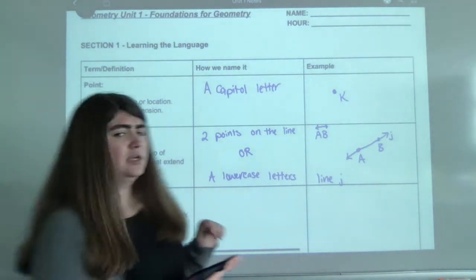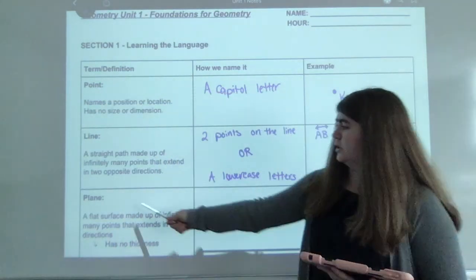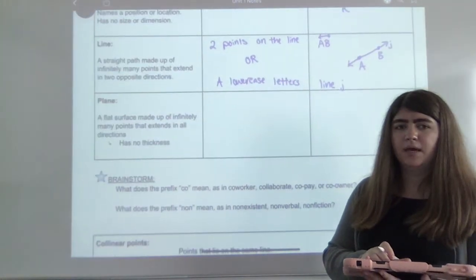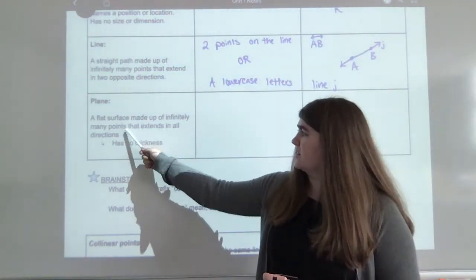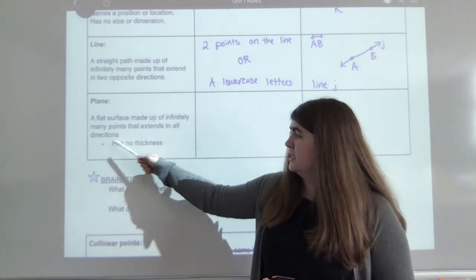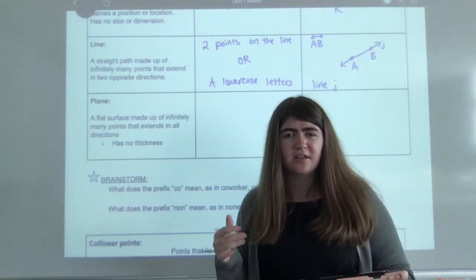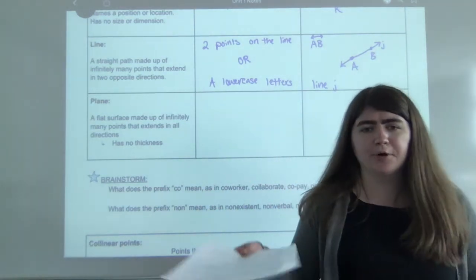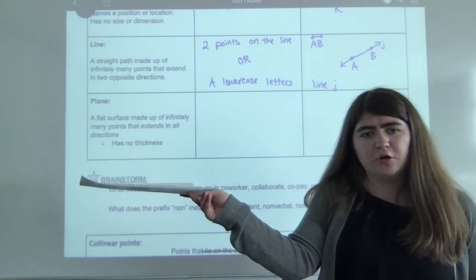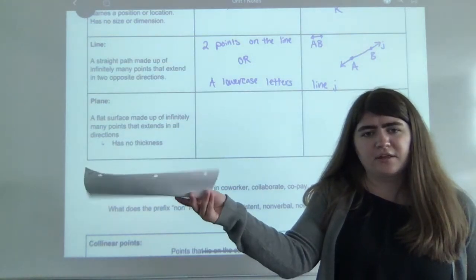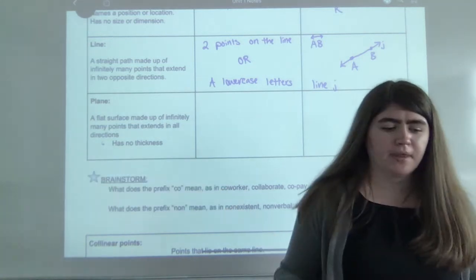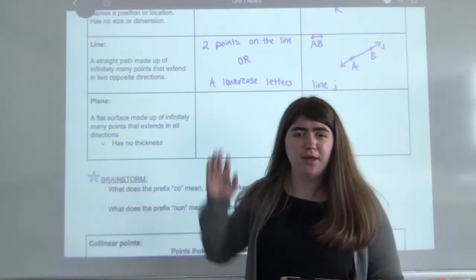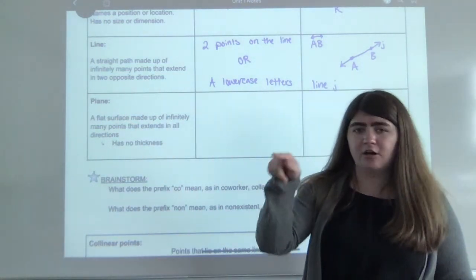All right, next we have a plane. A plane is a flat surface made up of infinitely many points that extends in all directions, and it has no thickness. So a good example of how you typically would see a plane represented is with a piece of paper. So you get this paper and it has no thickness to it. There's nothing to it. It's just a rectangle. The difference between that piece of paper and a full plane is that the plane continues forever and that paper is cut off on the edges.